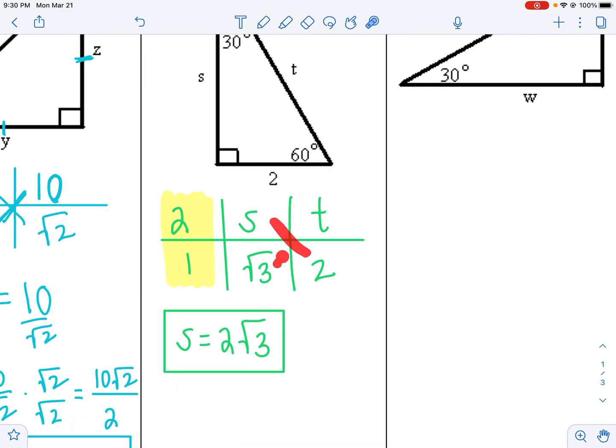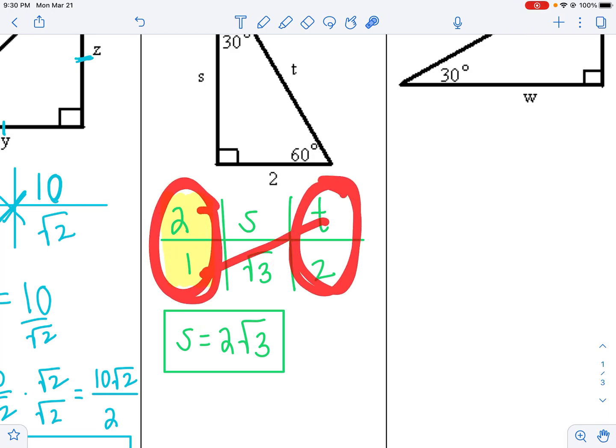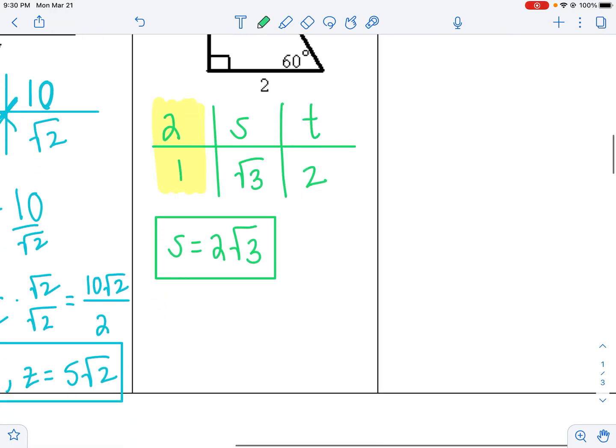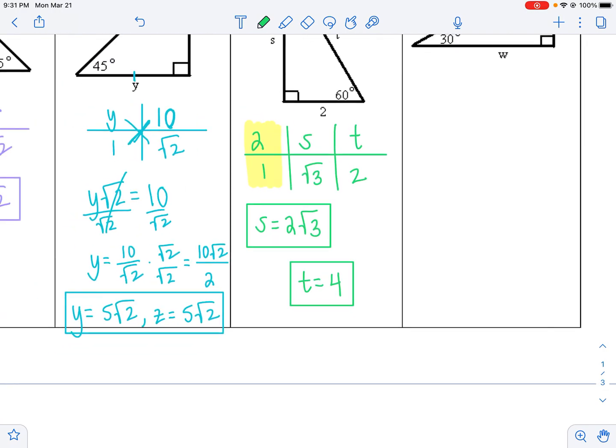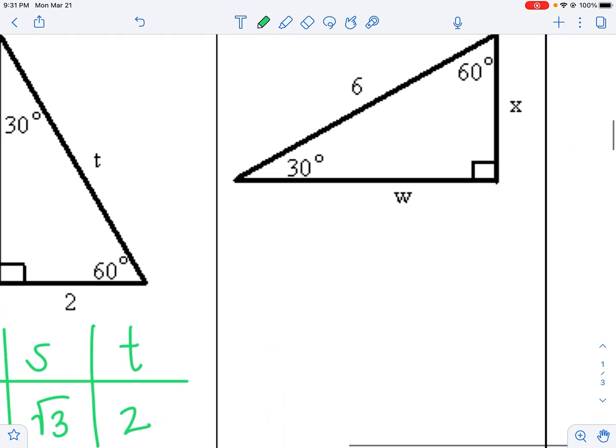And now I'm going to go ahead and solve for T. Now, if you try to cross multiply here, you're going to end up with two variables. It's a big mess. So let's go back to 2 over 1 and then T over 2. T times 1 would just be T equals 2 times 2, which is 4, so T equals 4. And then that is it. We're just cross multiplying and then dividing wherever we need to.